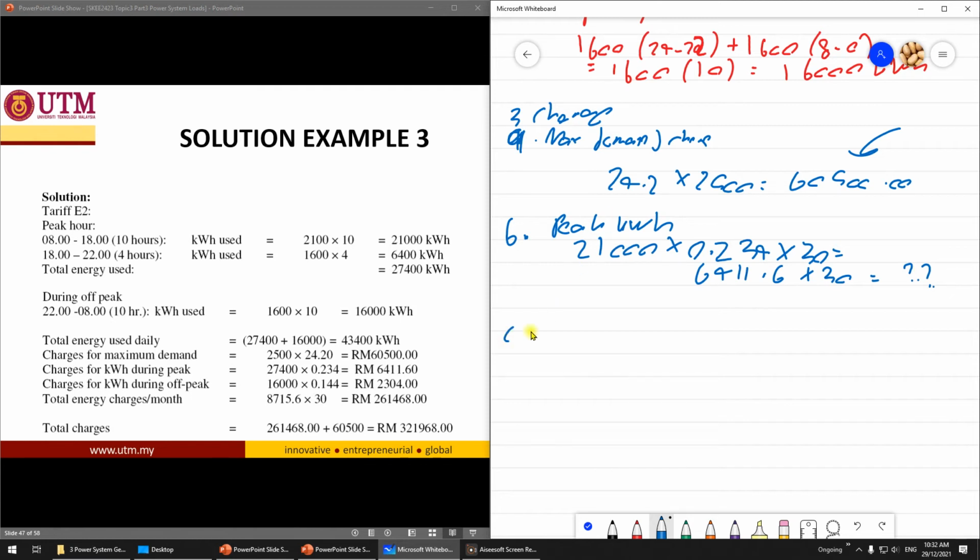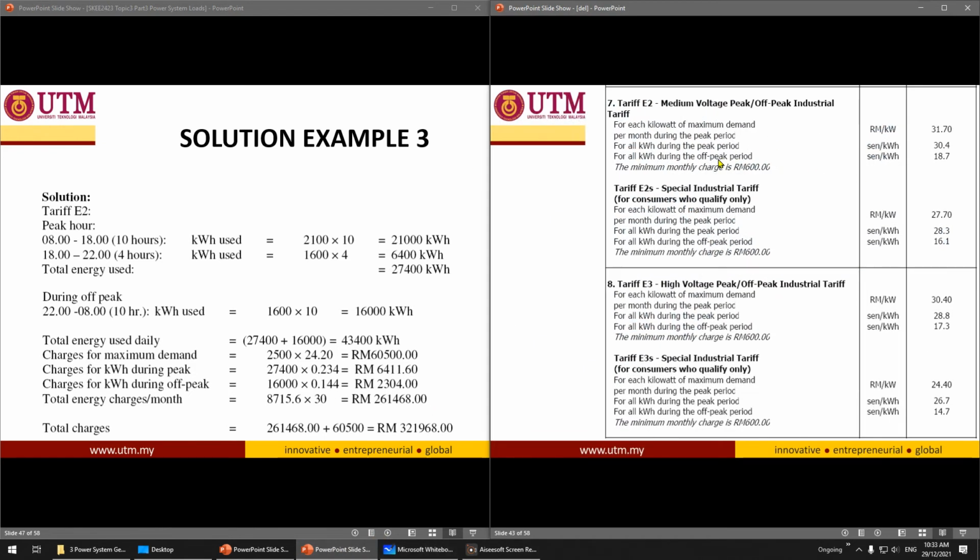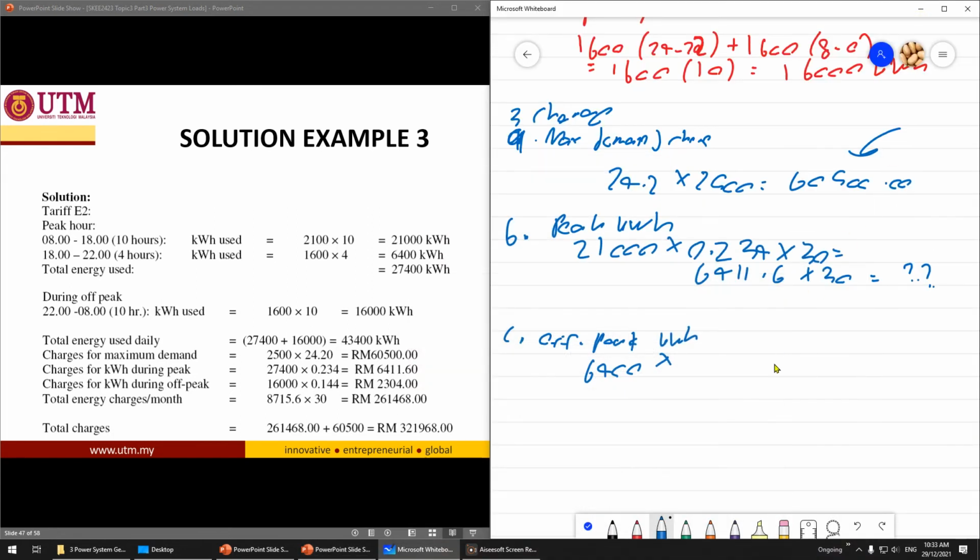And C is the off peak kilowatt hour. You can see here, this is your off peak, which is 6400 multiplied by the off peak cost. 0.144 is the new one, the old one is 18.7. I'm not sure which, so just take the 0.144 and then multiply by 30. Remember, 1 month. This is for 1 day only. If they give the data for 1 month, you don't need to multiply by 30. If they give 1 day, you have to multiply by 30. So the charge is always for 1 month. Okay, so you get 2304, multiplied by 30. You use your calculator to calculate this.